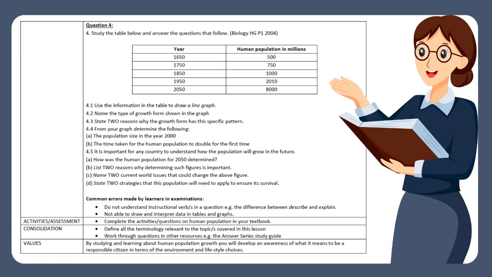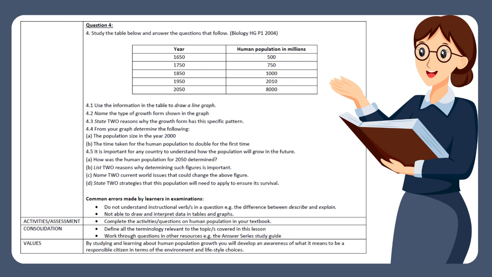Question 4. Study the table below and answer the questions that follow. Biology HG P1 2004. Year. Human population in millions. 1650: 500. 1750. 1850: 1,000. 1950. 2010. 2050: 8,000. 4.1 Use the information in the table to draw a line graph. 4.2 Name the type of growth form shown in the graph. 4.3 State 2 reasons why the growth form has this specific pattern.